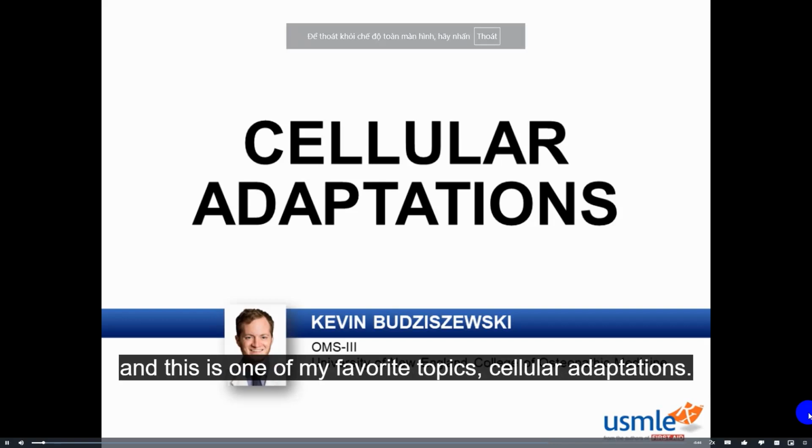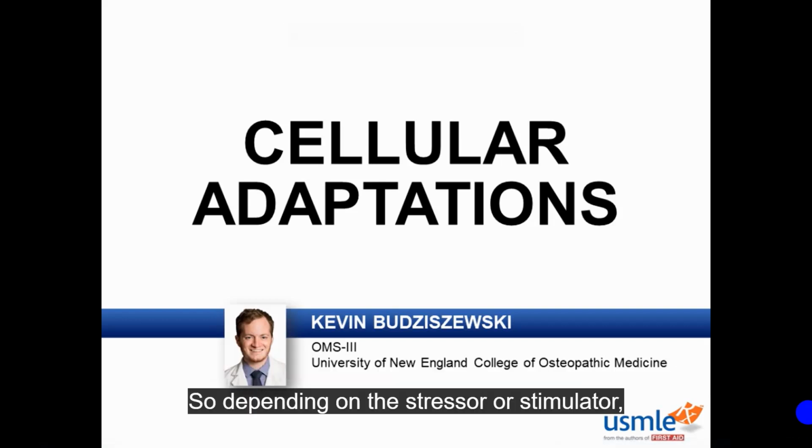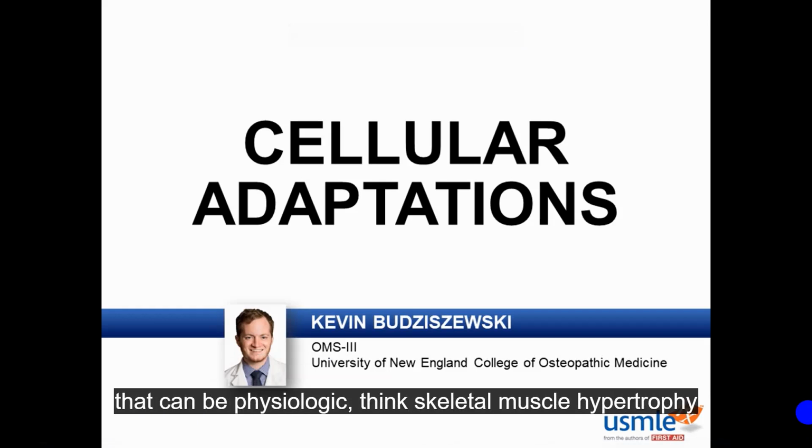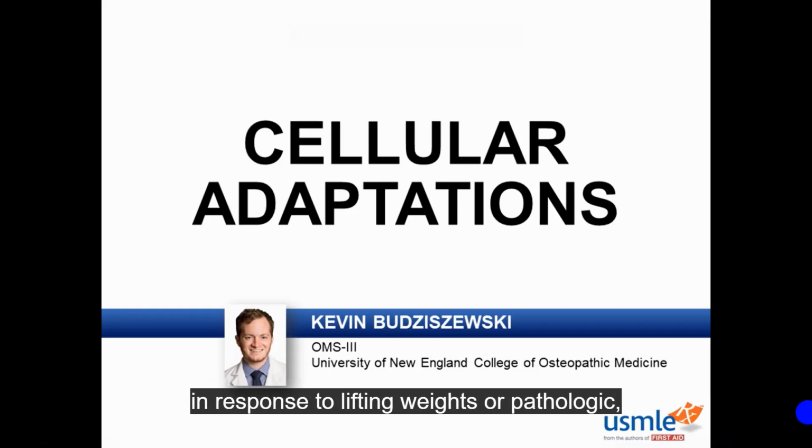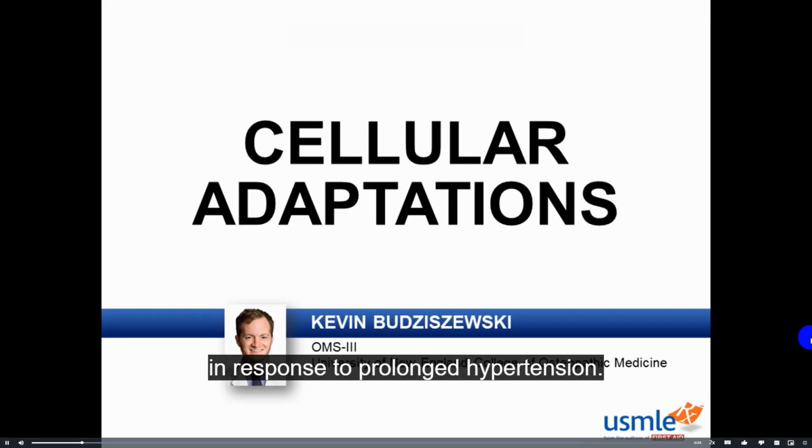And this is one of my favorite topics, cellular adaptations. Depending on the stressor or stimulator, cells may undergo several different growth adaptations. Cellular adaptations include reversible adaptations that can be physiologic, think skeletal muscle hypertrophy in response to lifting weights, or pathologic, think cardiac muscle left ventricular hypertrophy in response to prolonged hypertension. We'll discuss more of these changes, but for now we're going to focus on atrophy.